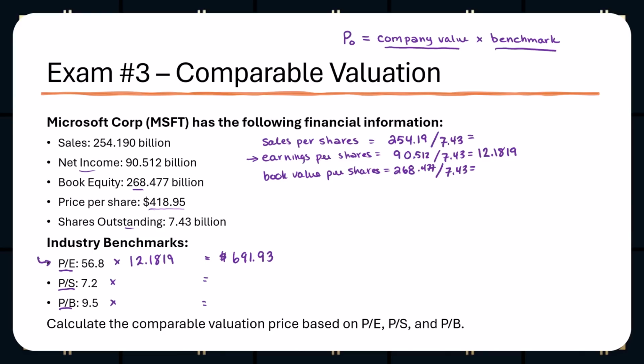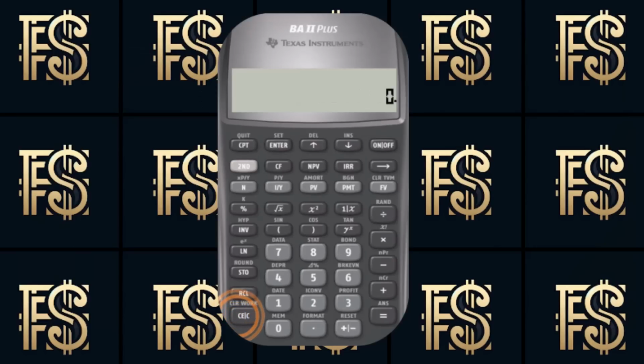Let's try sales per share next. So we'll take the 254.19 in sales, we'll divide it by the 7.43 billion shares outstanding, and then we'll go ahead and multiply it by the ratio of 7.2. Let's see what we get. All right, so we're going to take the sales, the top line number on the income statement, divide it by those shares outstanding. That's going to give us a sales per share of $34.21. We'll go ahead and multiply that by the industry benchmark, PS, or price to sales ratio of 7.2, and we find a price estimate on Microsoft of $246.32.